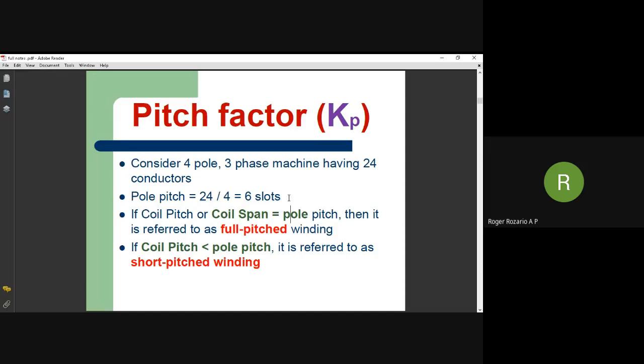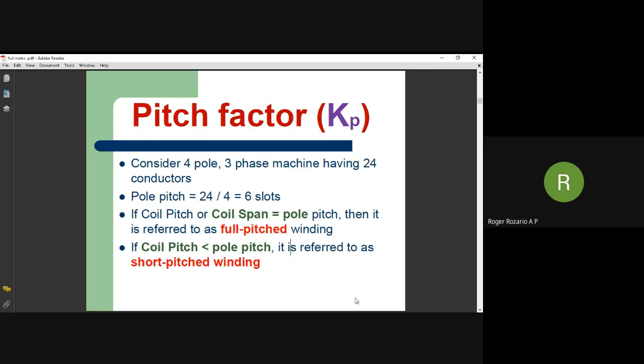For a full pitched winding, what will be the coil span? Do you understand what I'm saying? Previously, in that animation, there were 18 slots. From the 18 slots, we found the coil span. How did we find the coil span? What is the formula for coil span?